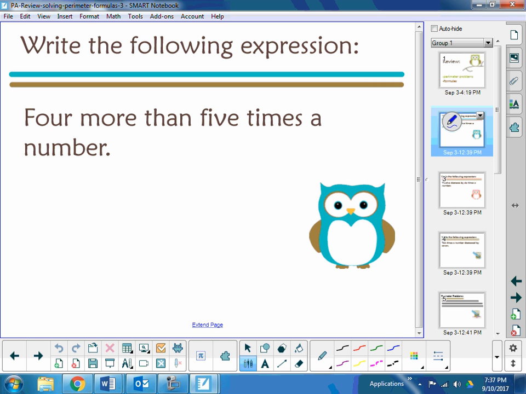4 more than 5 times the number. So right now we're just writing the expression. So 4 more than, that means I need to add 4. 5 times the number. Times indicates multiplication, so 5 times the number, that's my variable. So my expression is 5x plus 4. 4 more than 5 times the number.